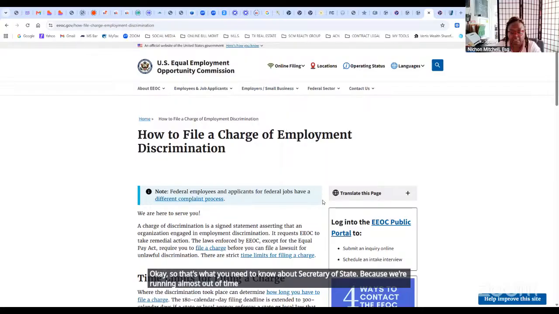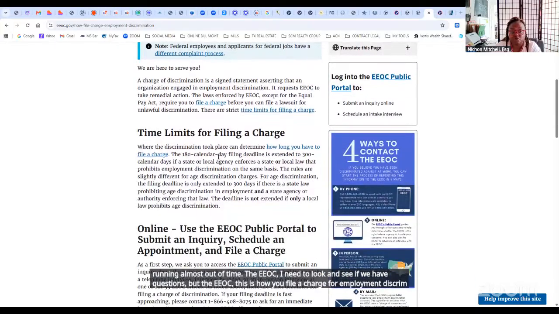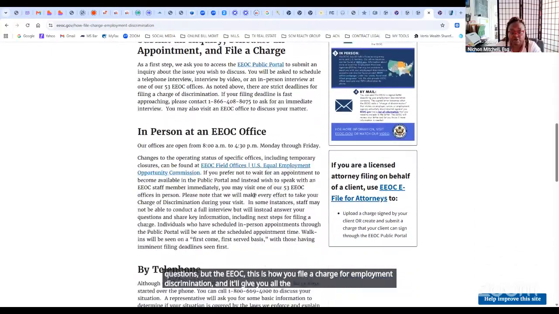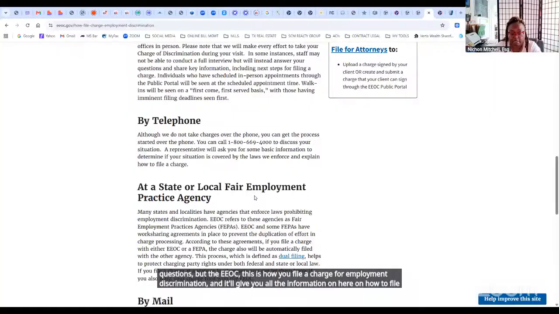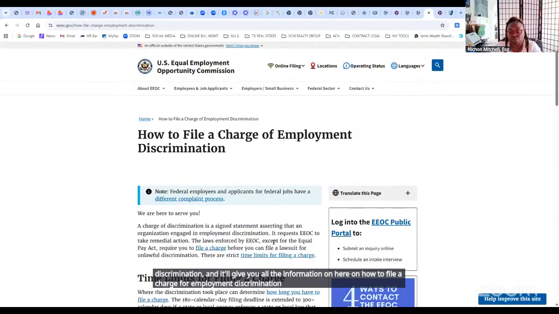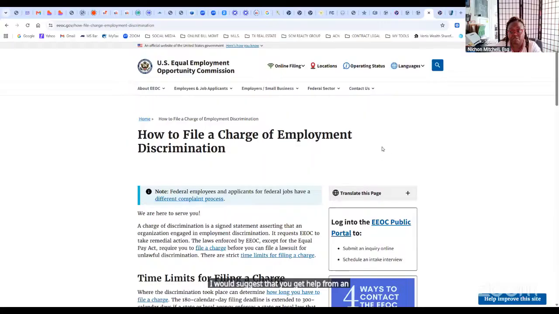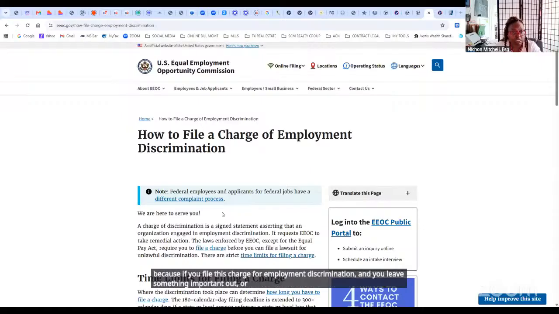The EEOC, I need to look and see if we have questions, but the EEOC, this is how you file a charge for employment discrimination, and it'll give you all the information on here on how to file a charge for employment discrimination. I would suggest that you get help from an attorney before you file this, because if you file this charge and you leave something important out, or you say the wrong thing, you really hurt the legal case.